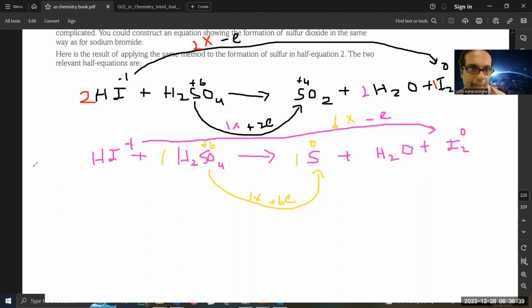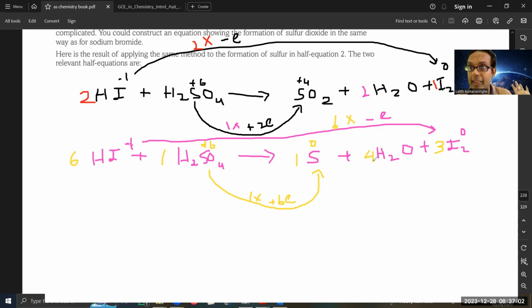Should be multiplied by 6. This 6 means 3 here. That's 3 here. Now we have to balance the oxygen. Sorry, hydrogen. Hydrogen I have 8 there, that's 4.